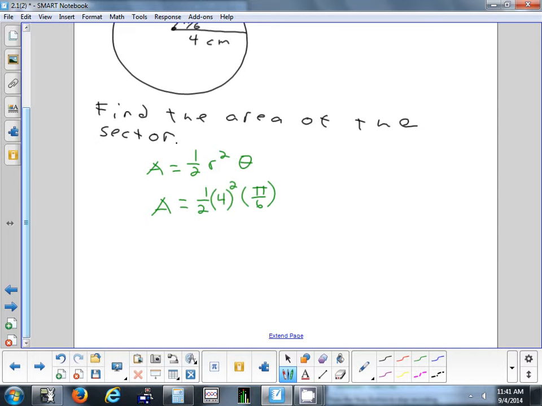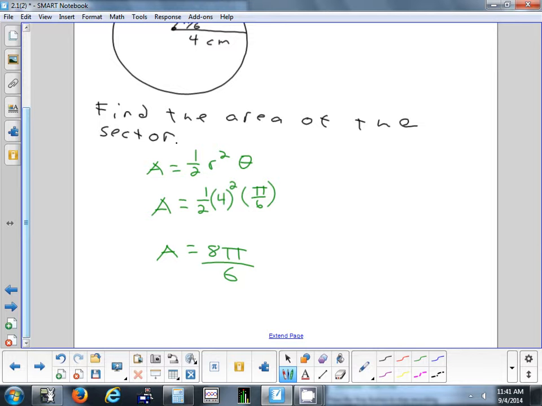All right, so we'll do that out. Ben, what's 4 squared? I think it's 16. Yeah, 16. Yep. Now, you kind of jumped ahead. Now, what's half of 16? 8. That's 8. So we get 8 pi over 6.